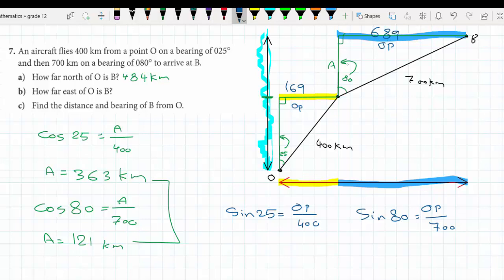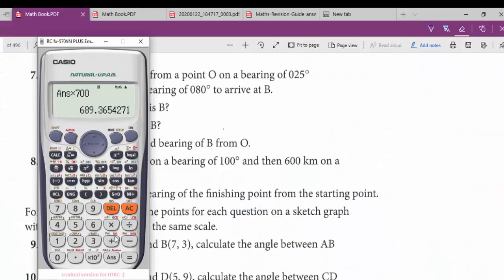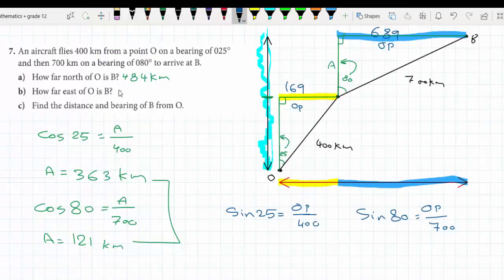689. Now add these two lengths to get the total length from the east of O to B. 169 plus 689 is equal to 858.3, which is just 858. This is 858 kilometers. And finally, part C, find the distance and bearing of B from O.